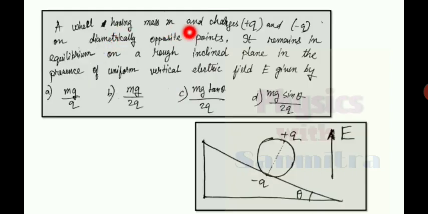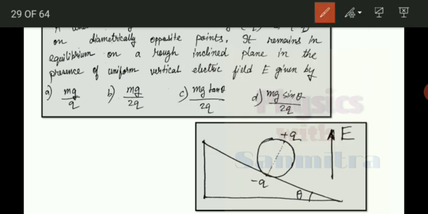A wheel having mass m and charges q and minus q at diametrically opposite points. See, this is the wheel and here it is a charge q and here is a charge minus q. It remains in equilibrium over a rough inclined plane in the presence of a uniform vertical electric field E given by. Now to find the value of E, this is a uniform vertical electric field and it is in equilibrium. So if it is in equilibrium, let me analyze the forces. This is q, so this will be my qE vertically upward, and this is minus q, so this will be in the minus direction.